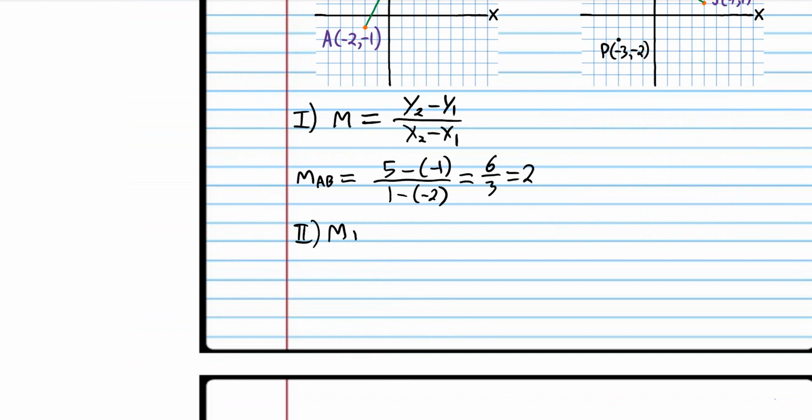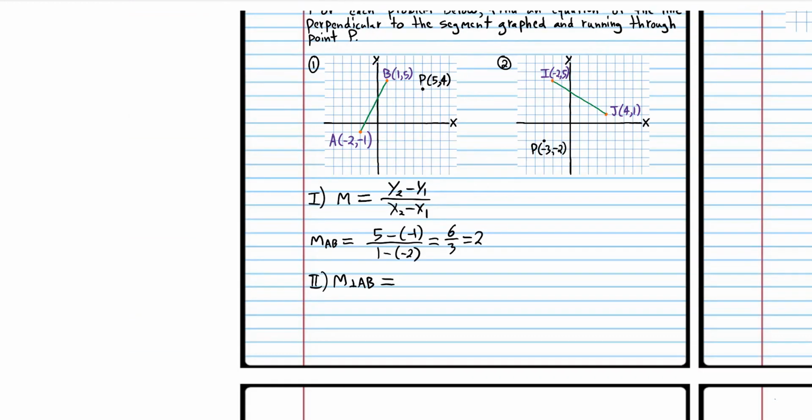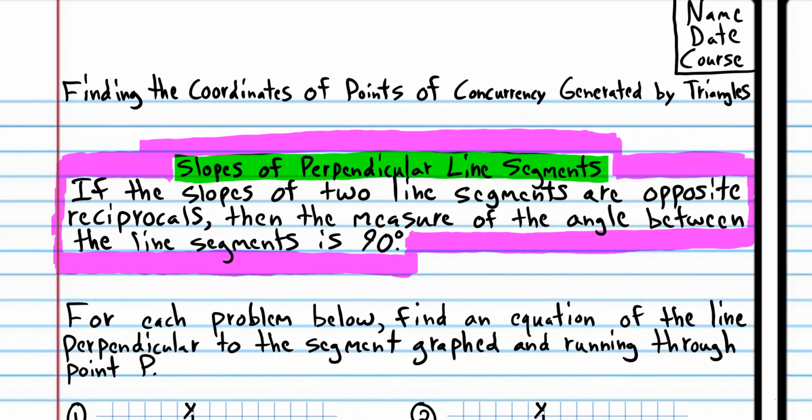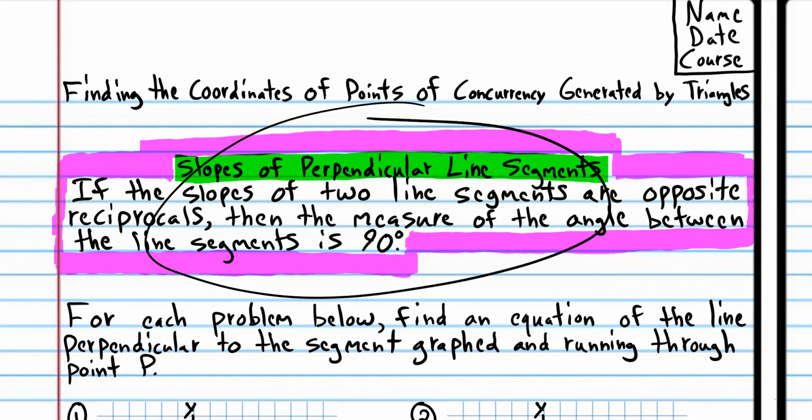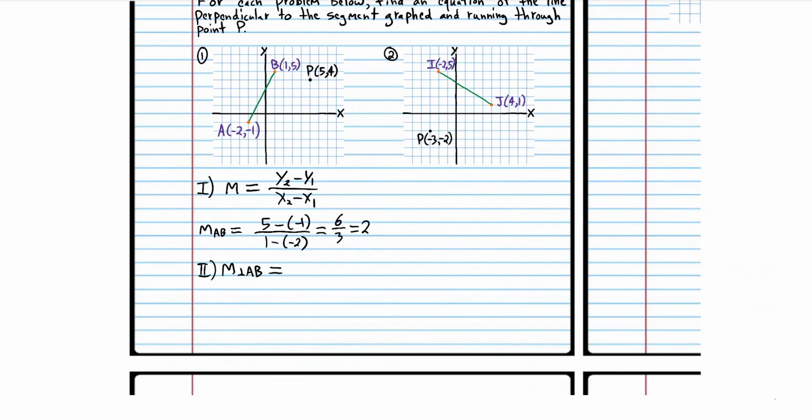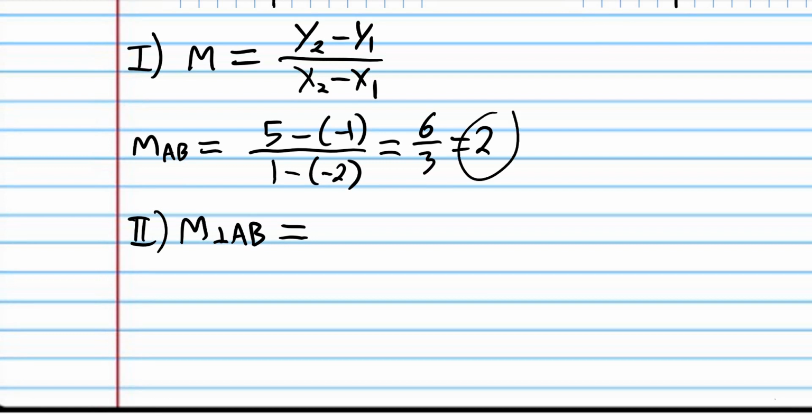The slope of the line perpendicular to AB is just going to be the opposite reciprocal. That's what this information tells us. This is just a fancy way of saying if you want to find the slope of a line that is perpendicular to another line, then you just take the slope of the other line and you flip it and change the sign. So it's positive, so it becomes negative. And 2 is the same thing as 2 over 1. So if you flip it, it should look like 1 over 2.